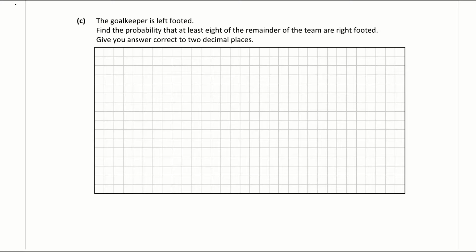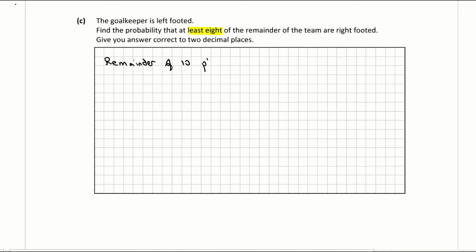Question 1c: the goalkeeper is left-footed. Find the probability that at least 8 of the remaining players are right-footed. So what have we here? Don't forget we have 11 on the team and the goalkeeper is left-footed. That means we have a remainder of 10 players. So let's just state that.